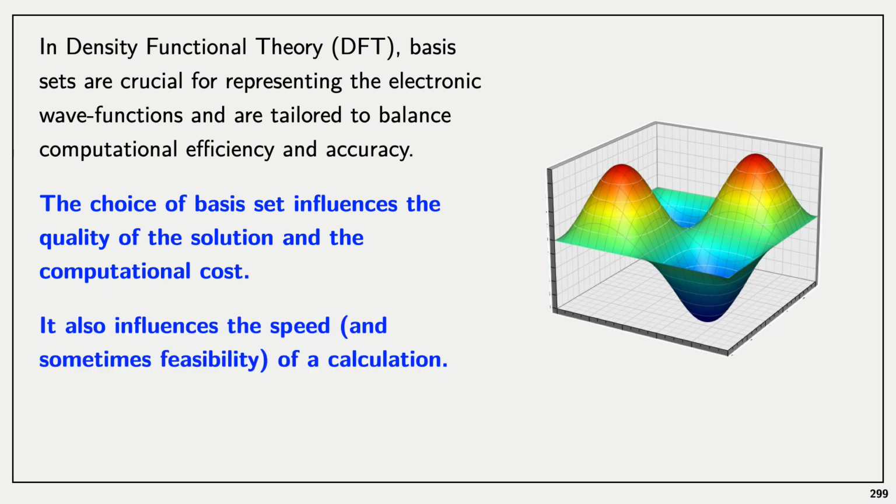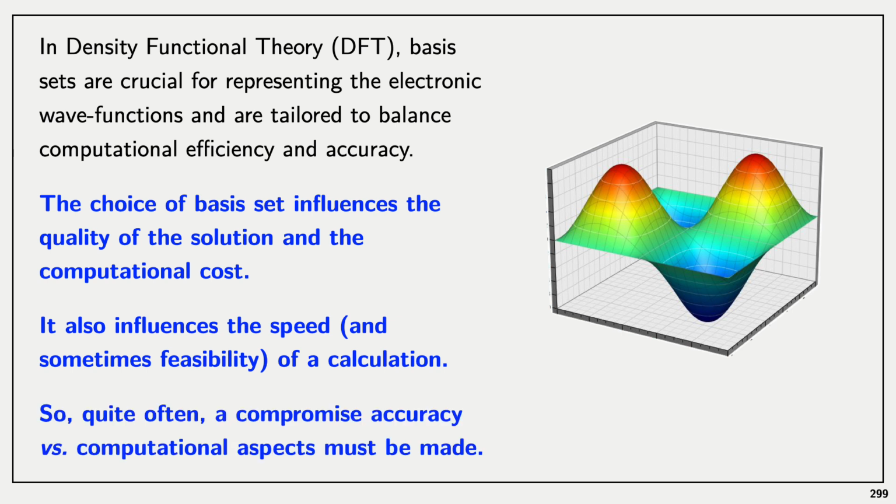As always, those two aspects go against each other. We always want the best accuracy possible, but at the same time we want a calculation that's done in a reasonable time, or even more than reasonable, actually feasible. It's not just a matter of time, but sometimes also a matter of memory. So we are going to explore the compromise that we can get between accuracy and computational aspects.